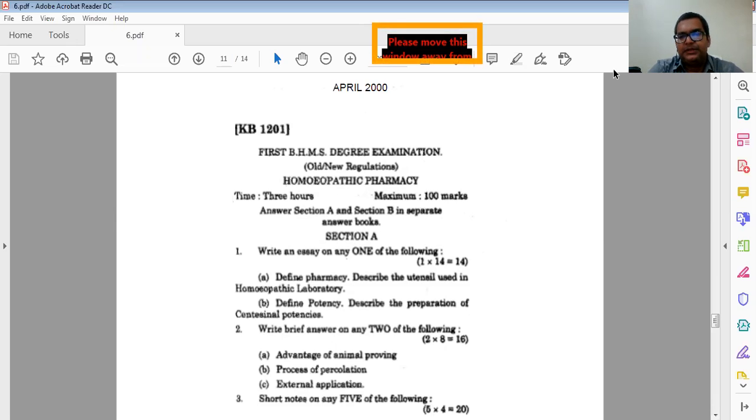Don't forget to write about the mortar and pestle, because without this you cannot think of the trituration process. So don't forget all these things which are very much important in your homeopathic pharmacy laboratory. So, any doubt in this question?